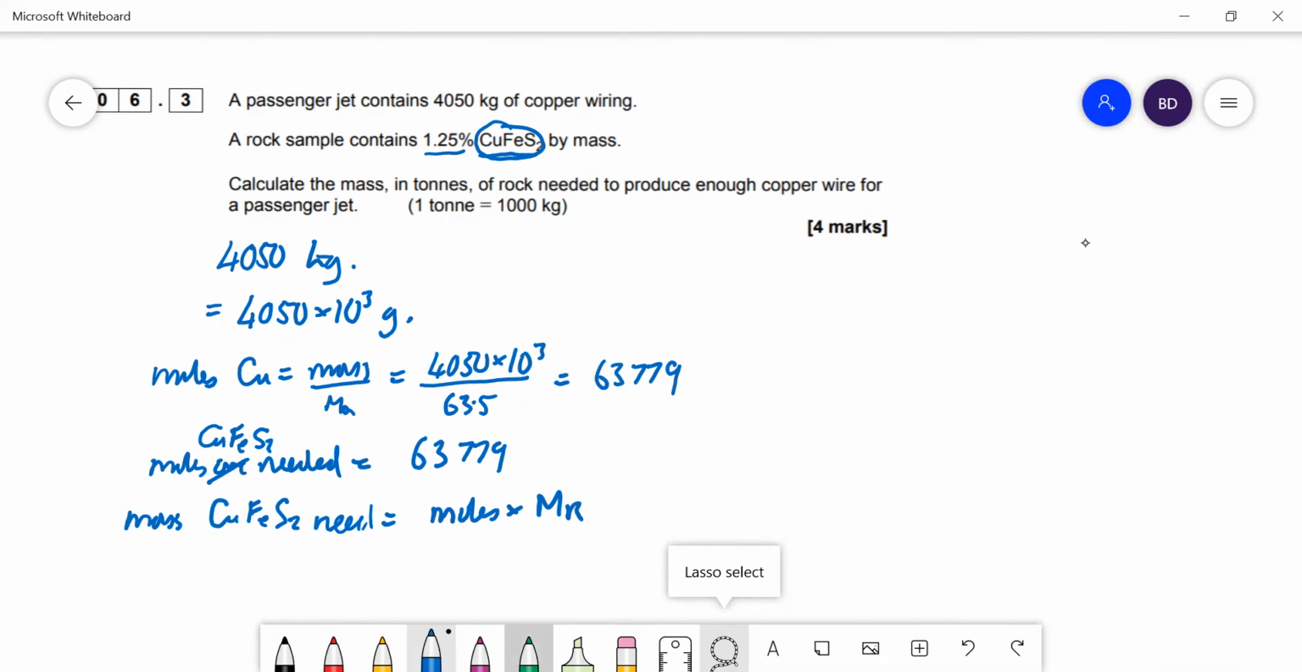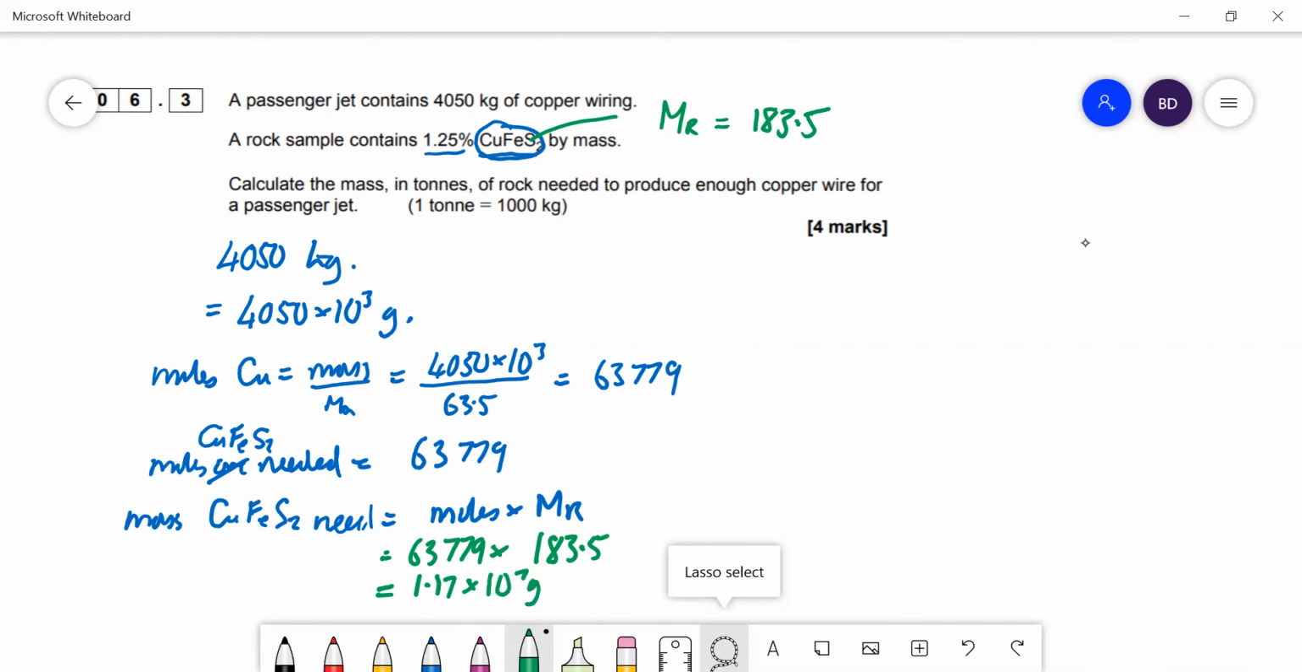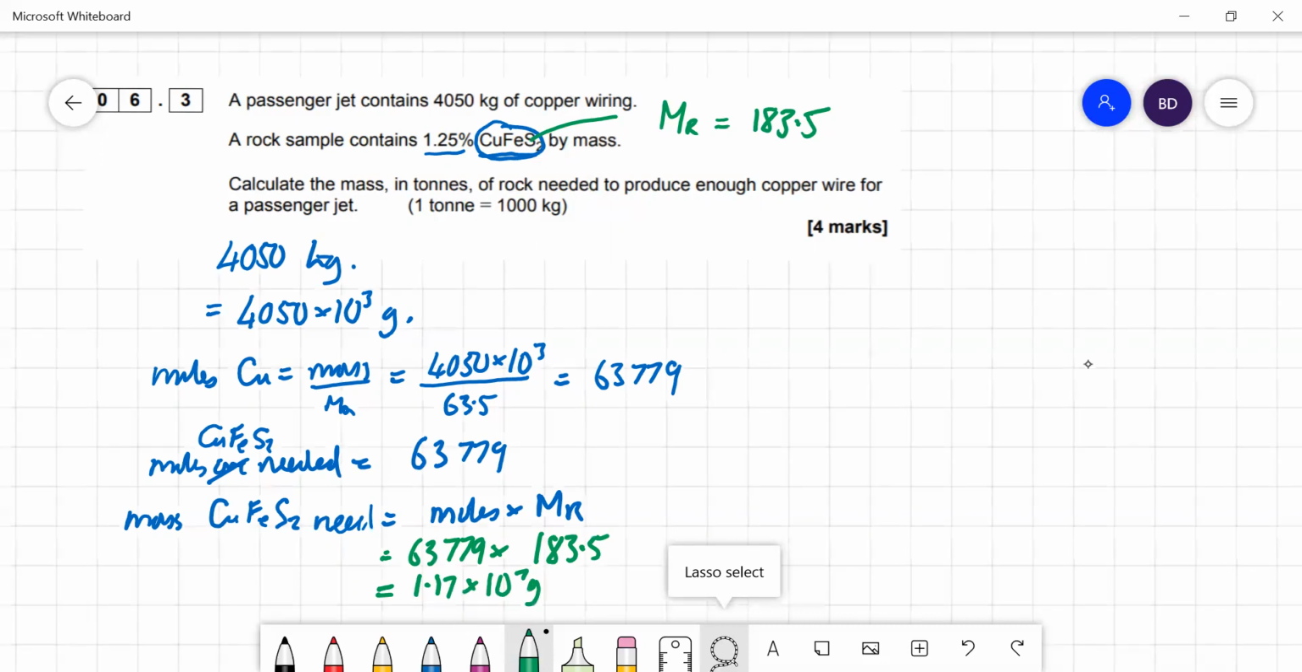Now the Mr of this, 63.5 for copper, 55.8 for iron, 32.1 for sulfur. That gives you 183.5 is the Mr of that. So that's going to be 63,779 multiplied by 183.5, which is equal to 1.17 times 10 to the 7 grams of the copper iron sulfide.